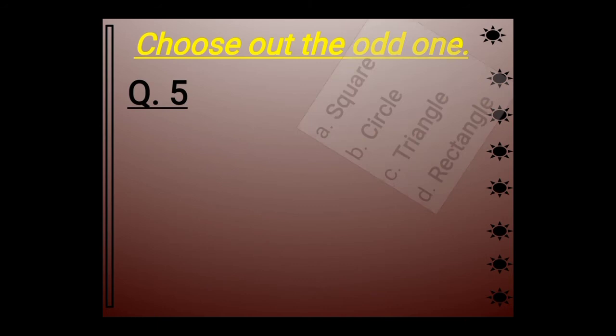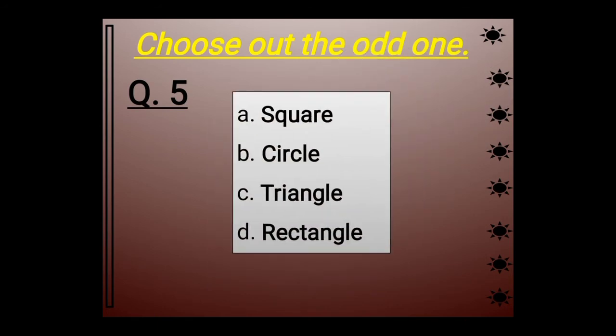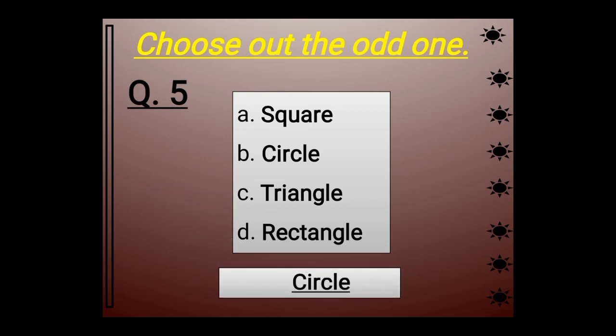Next question. This question involves figures in geometry. These are linear figures of square, triangle and rectangle. But the circle is not a linear figure. So, the odd man out of this question is circle. Except circle, all other figures are bounded by straight lines.